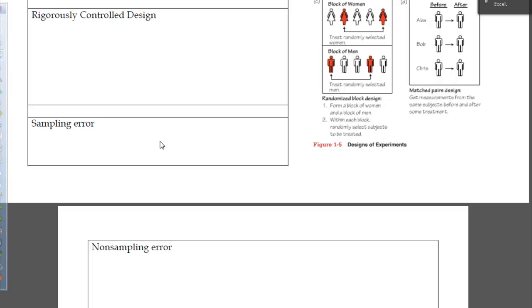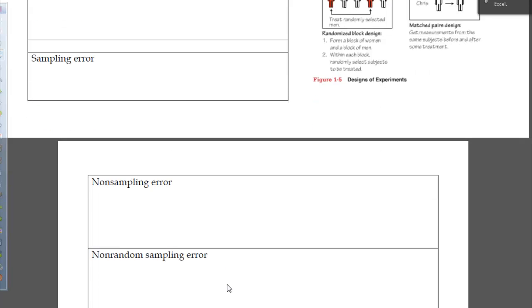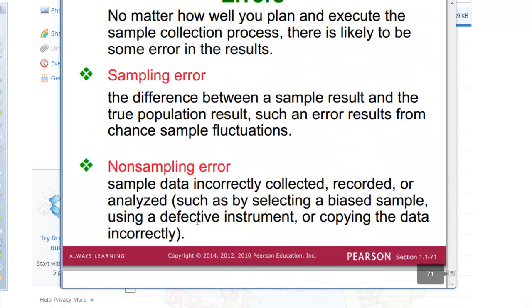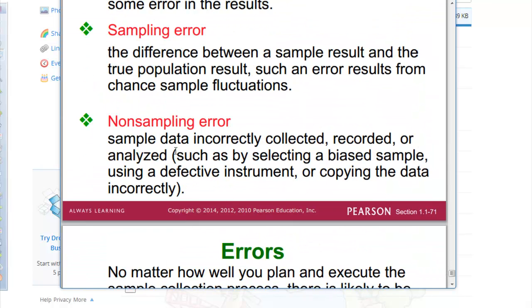Versus non-sampling error, which is really just kind of random error. Let's see what they say here. Non-sampling errors: sample data incorrectly collected, recorded, or analyzed, such as by selecting a biased sample, using a defective instrument, or copying the data incorrectly. That sounds like what I just described with the way they were doing the liners. That's our non-sampling error. Sample data incorrectly collected.